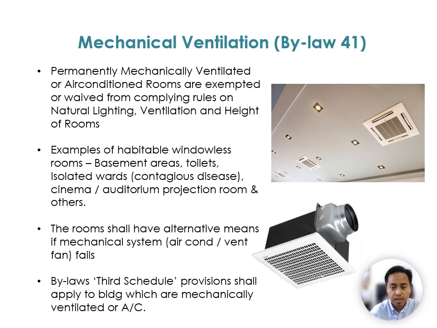What if the building doesn't have any natural ventilation? Let's refer to by-law number 41 on mechanical ventilation. Permanently mechanically ventilated or air-conditioned rooms are exempted from complying with rules on natural lighting, ventilation, and height of rooms. Examples of habitable windowless rooms are spaces like basement areas, toilets, isolated wards for contagious disease, cinema, auditorium projection room, and others. The room, however, shall have an alternative means if the mechanical system, for example the aircon and vent fan, fails. By-law Third Schedule: provisions shall apply to buildings which are mechanically ventilated or air-conditioned.